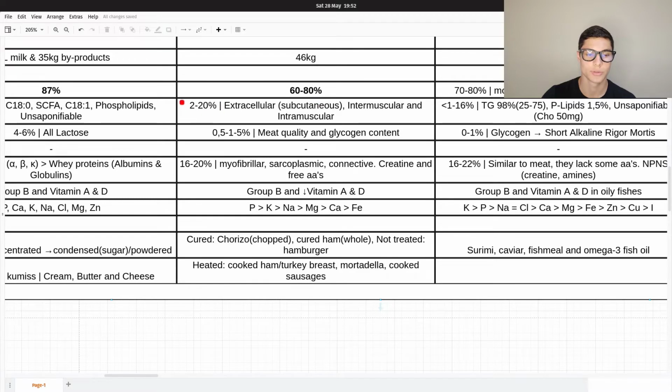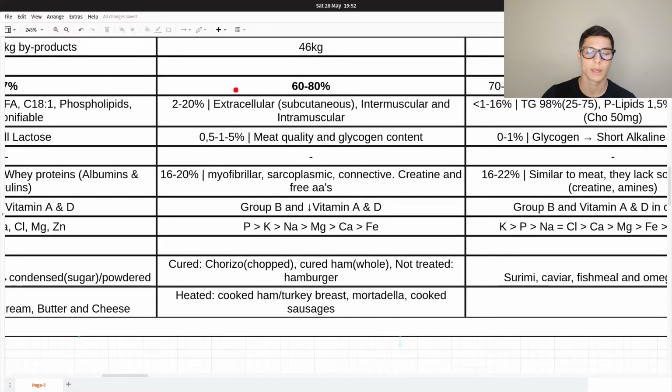Then the fats, 2 to 20. It depends on the animal, on the part of the animal as well, and on the nutrition of the animal, the diet of the animal. We can differentiate in extracellular, which is the subcutaneous, and intercellular, differentiated in intermuscular and intramuscular fat.